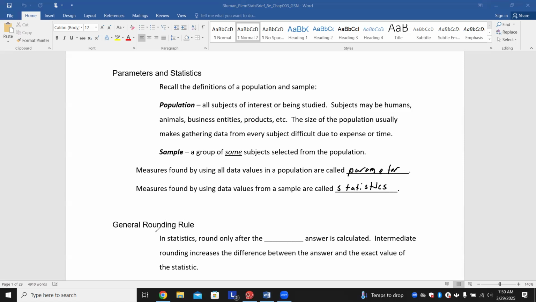General rounding rules. In statistics, we typically round only after the final answer is calculated. We don't want to round in the middle of our work. We want to do it at the final results. Again, intermediate rounding increases the difference between the answer and the exact value of the statistic. So we're trying to be as accurate and as close to the population with our sample as we can be. We want to round at the very end if we round at all.